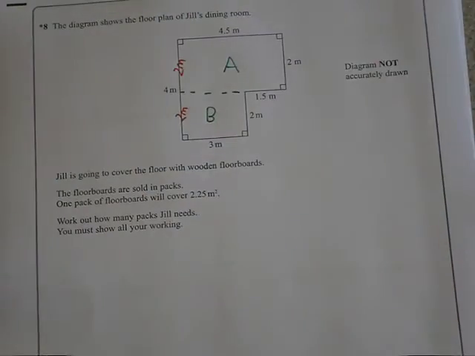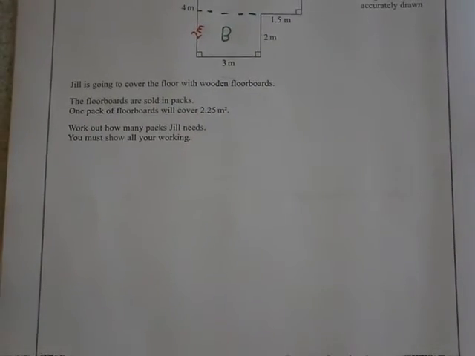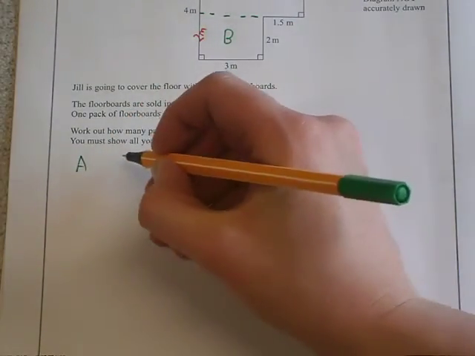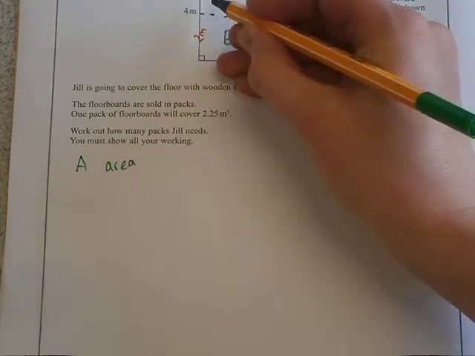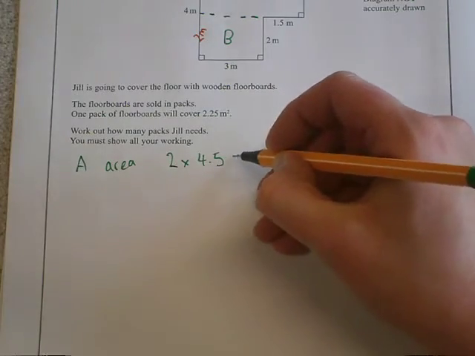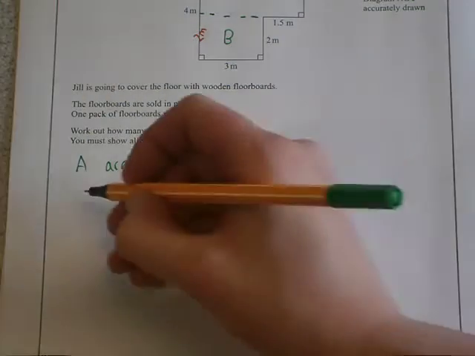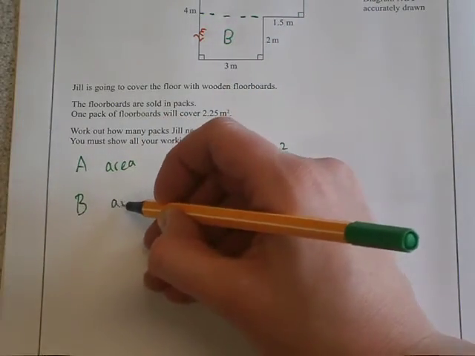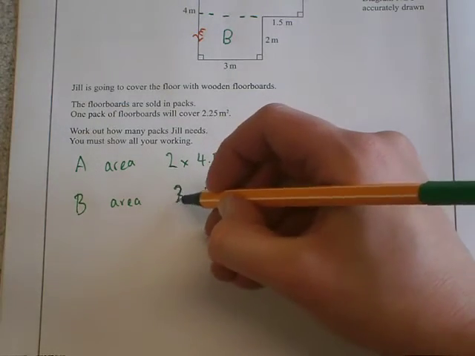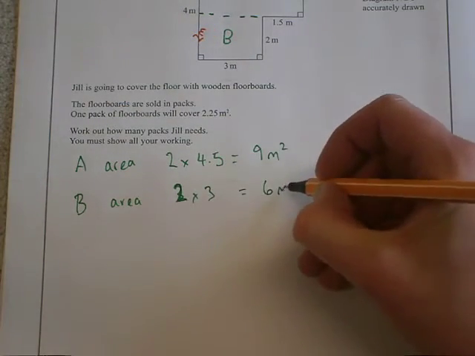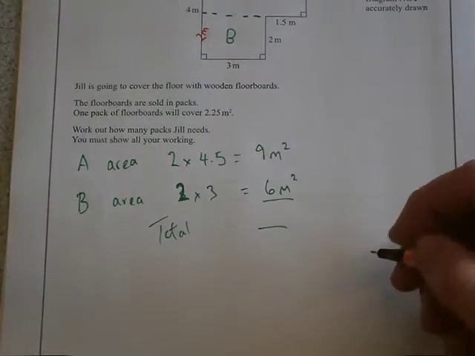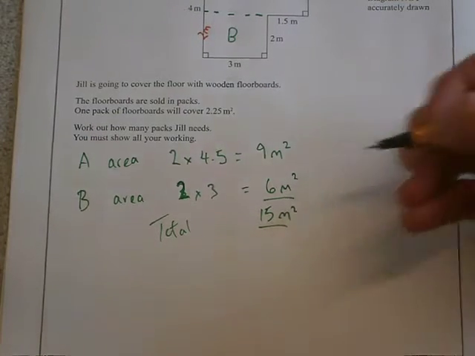So, let's start. And because we've got this star by the question, we want to make sure the communication is very, very clear. We're showing all of our workings. So we're going to say in A, the area is 2 times 4.5 metres. So that would be 9 metres squared. For B, the area is going to be 2 times 3, which is 6 metres squared. So my total area is going to be 6 add 9, which is 15 metres squared.